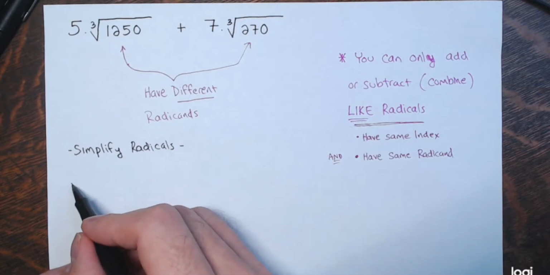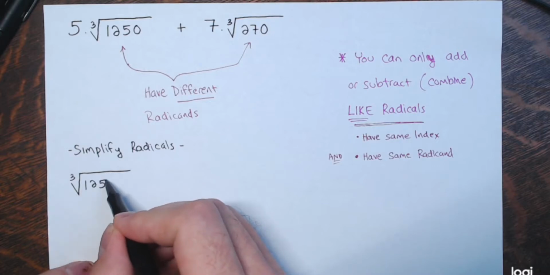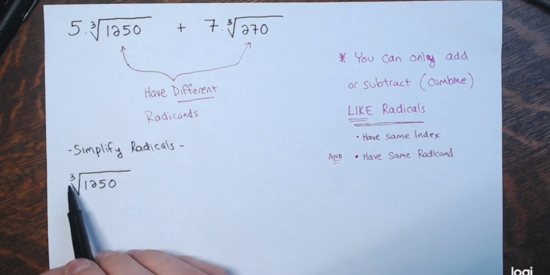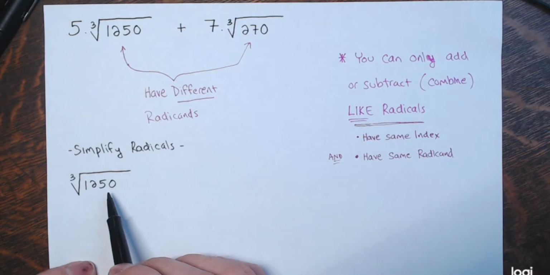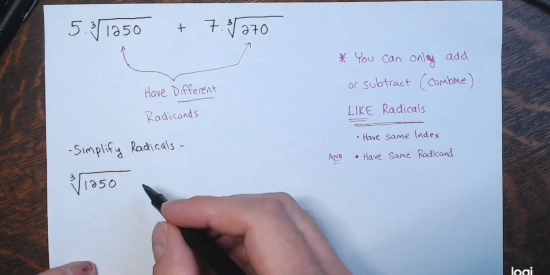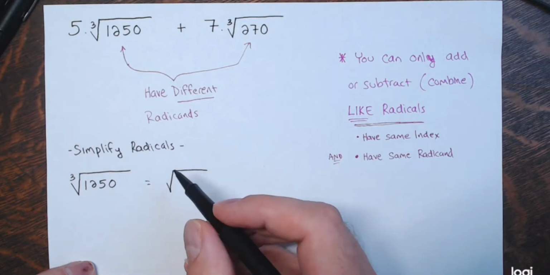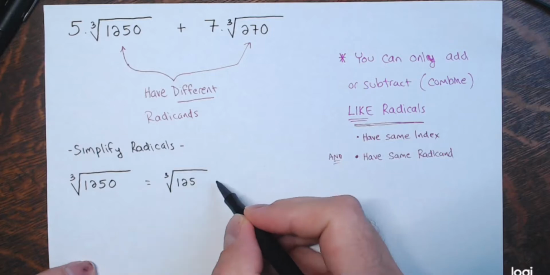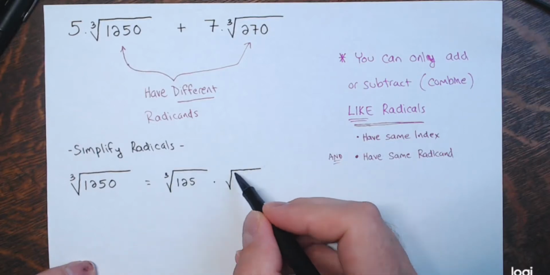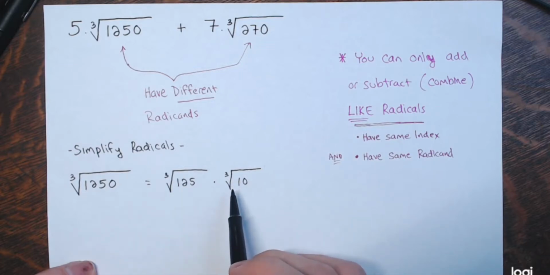So I'll start with the cube root of 1250. Now remember, this is a cube root, so I'm looking for perfect cubes. I can see right away a perfect cube that is a factor of 1250, and that would be 125. I'm going to use the product property here to break this up to the cube root of 125 multiplied by the cube root of 10, using the product property for radicals that I'm assuming you know by now.